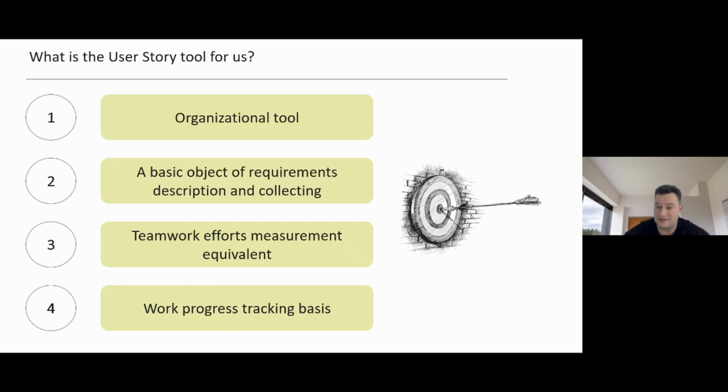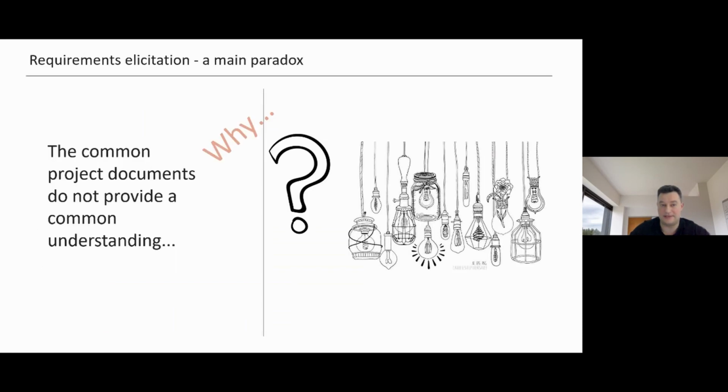It's not only about requirements. Please mention that, guys. Don't forget about that. First of all, this is some kind of organizational tool, and that's why we're going to speak about it today. The second point is a basic object of requirements description and collecting. For sure, this is a classic answer. The third one, teamwork efforts measurement equivalent. One more classic answer. And the last one is a work progress tracking basis. But first of all, this is an organizational tool. Why? Because the user story writing process is not only for business analysts, and you will be sure at the end of this webinar why. So let's go forward.